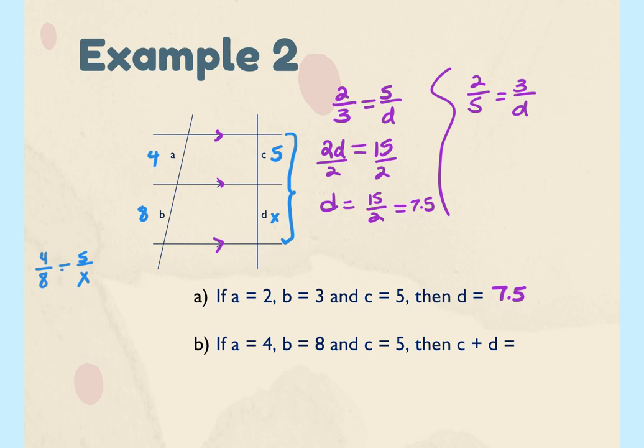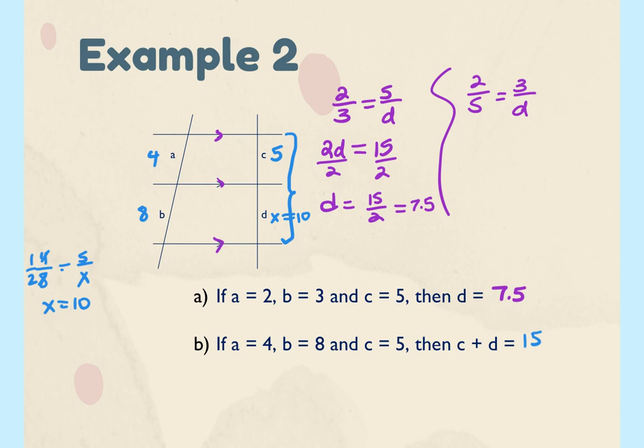4 over 8 equals 5 over X. We're going to make this 1/2. And then I'd get X equals 10. That gives me this part of my segment. It wants the whole thing, so I'm going to add the 5 and the 10 to get 15. That is one way to do it. That's probably the easiest way to do it.